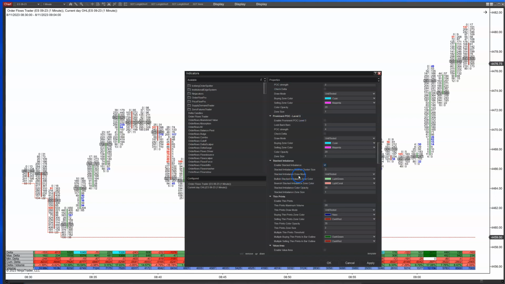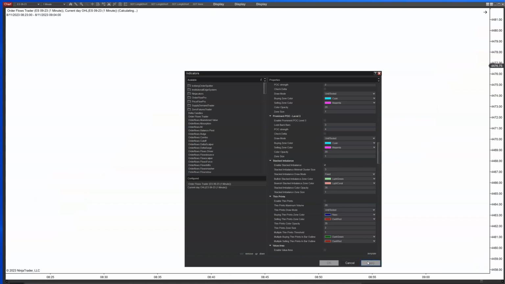So on my Orderflows trader, we have a setting in there for stacked imbalances, and there are 2 ways you can look at them. The first one, I'll just show you as fixed, and what that does is it will just draw it out. It'll highlight the stacked imbalance in the bar, which is nice to see, right? Because we want to be alerted to it.